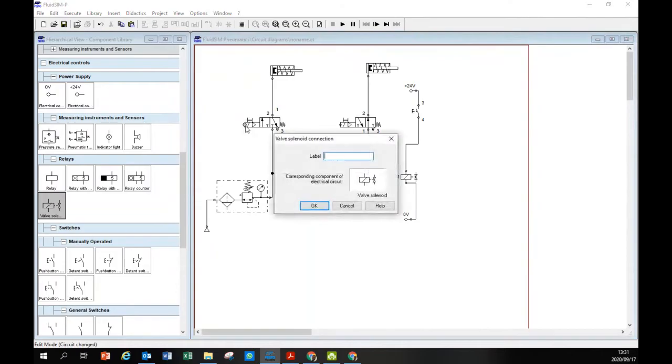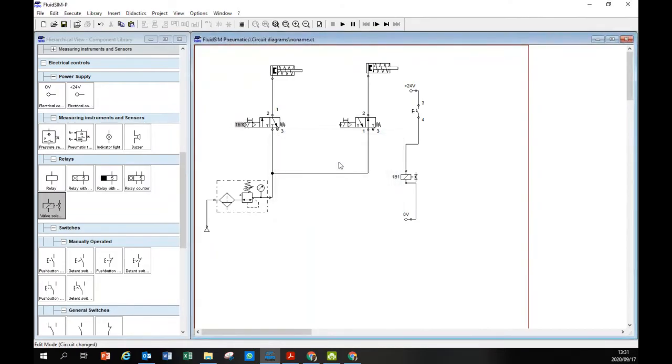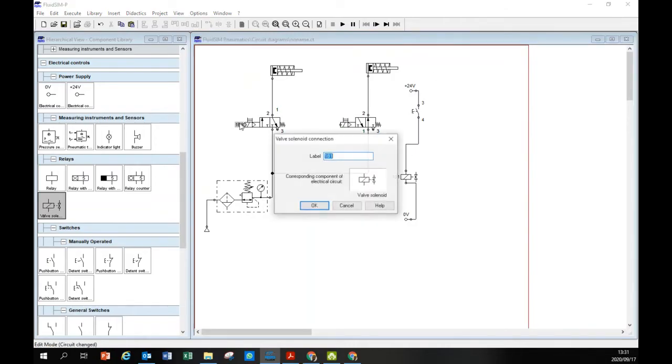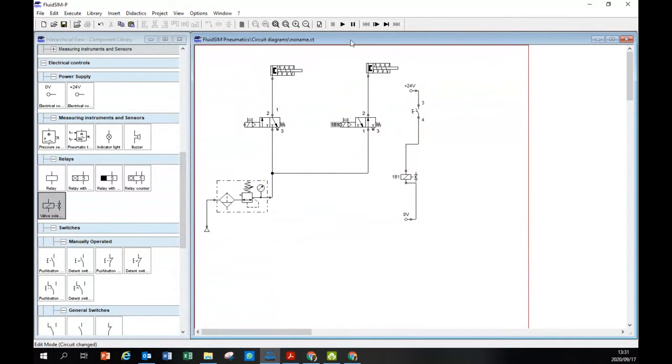And I'm going to come there. 1B1. No, let me make it worse. Let me not label this one B1. I'll label the very same one that we're dealing with. 1B1. Now it's assigned. But that one, air still passes. That one, no. Nothing is happening.